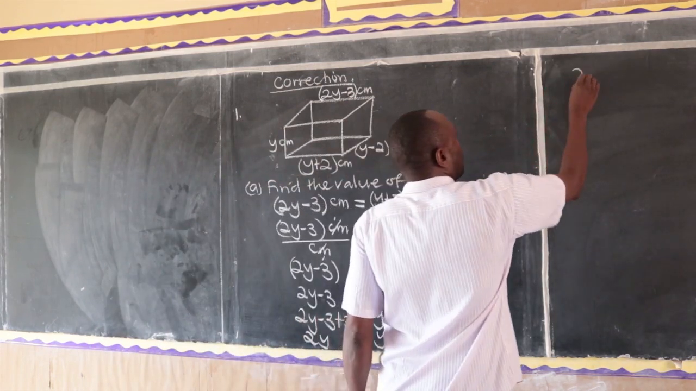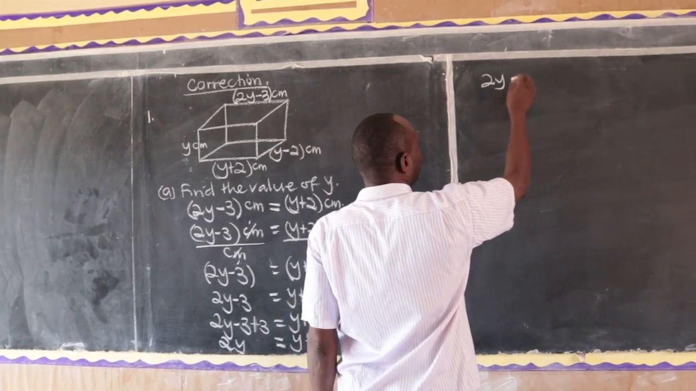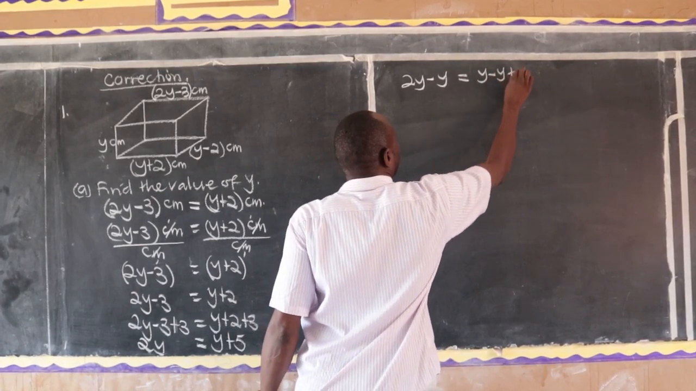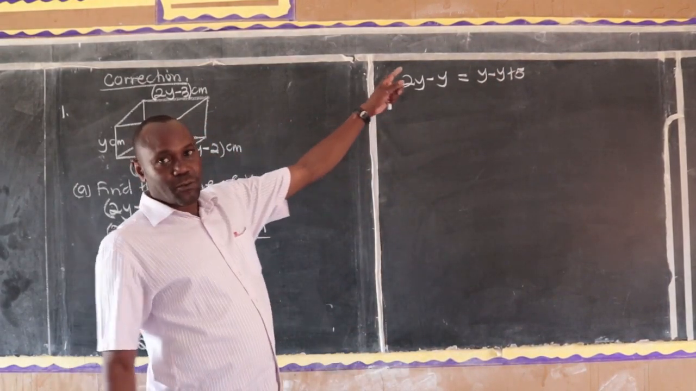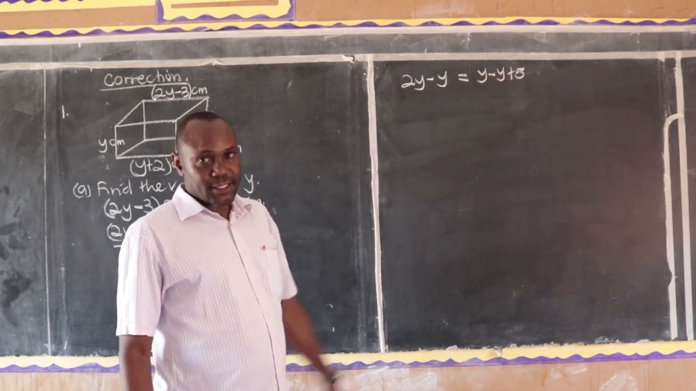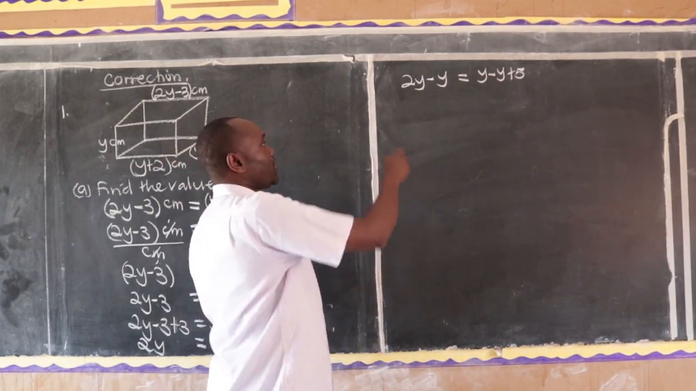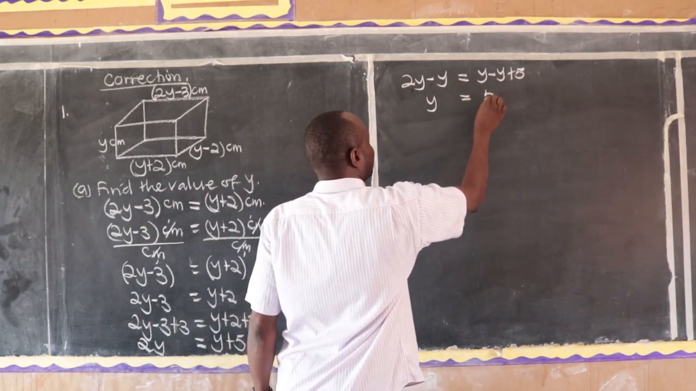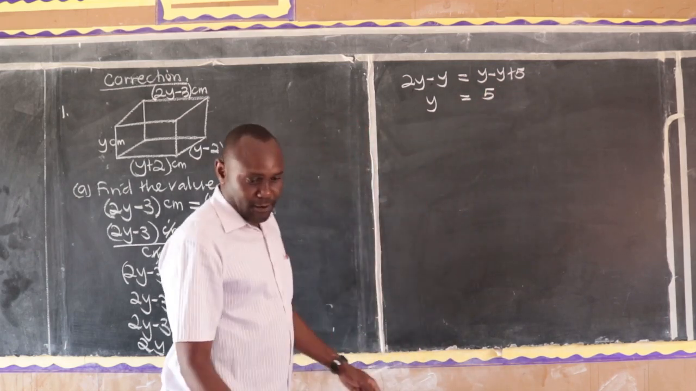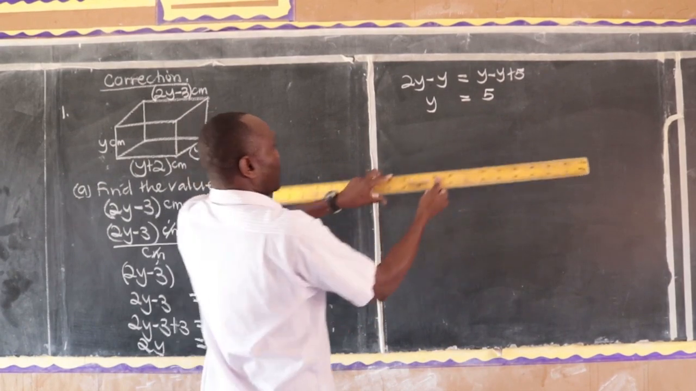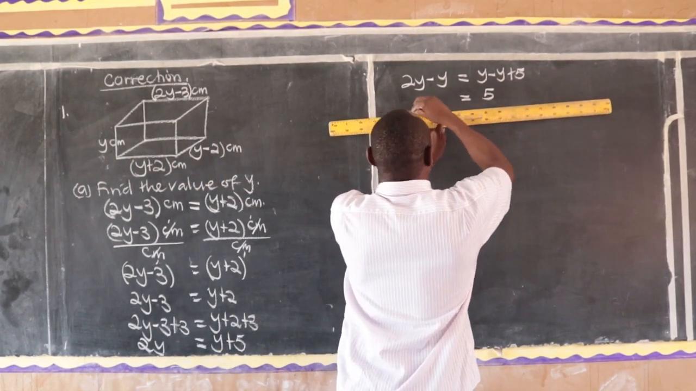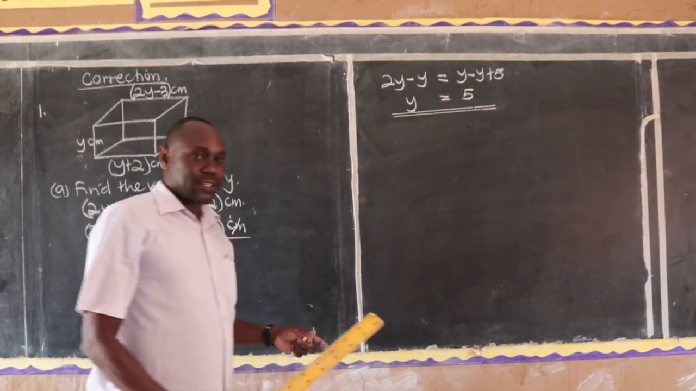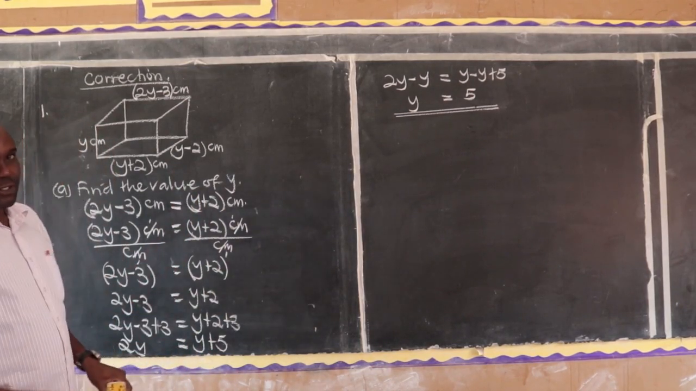Therefore, we have now 2y minus y, which is equal to y minus y plus 5. The additive inverse of positive y is negative y. Remember that. Then 2y minus y is y, equals 5. So therefore, that is the value of y. I don't know whether you also got that. If you didn't get that, then you know that you are supposed to write the corrections.